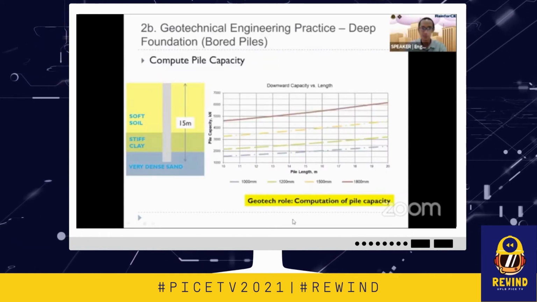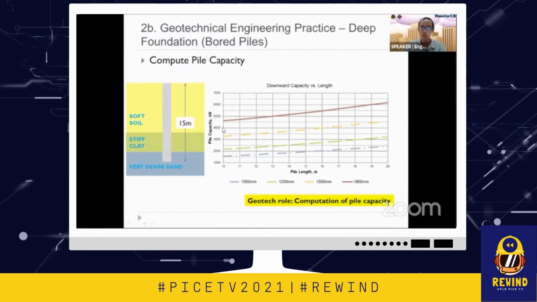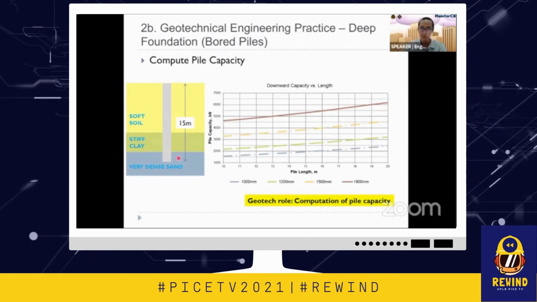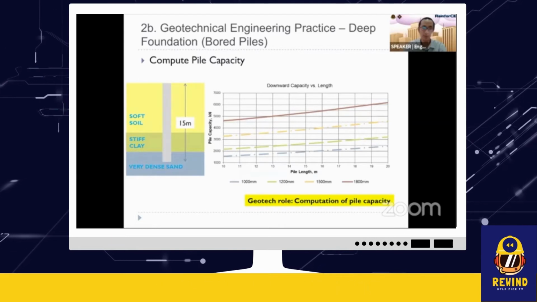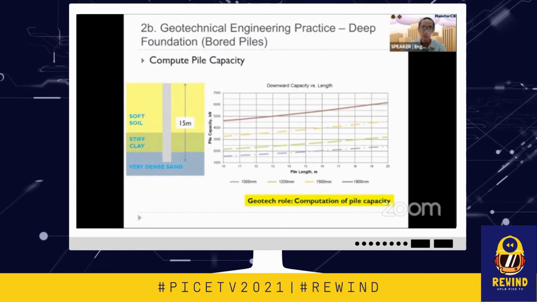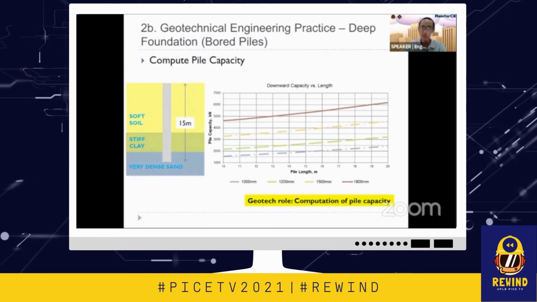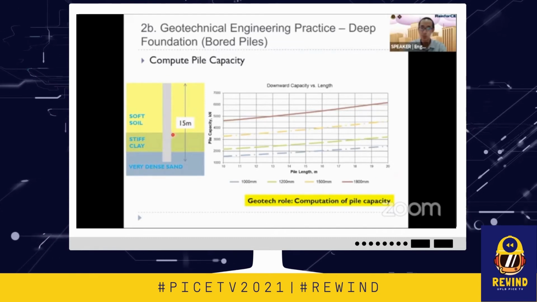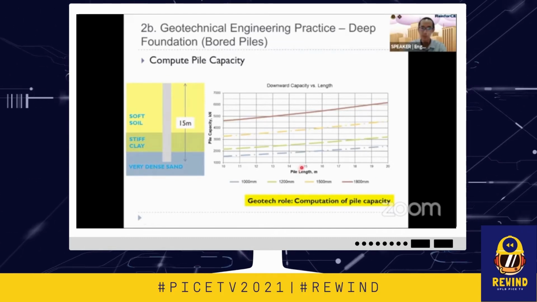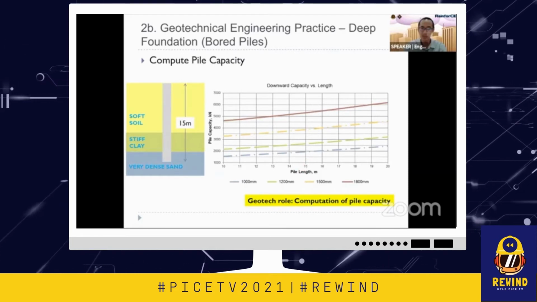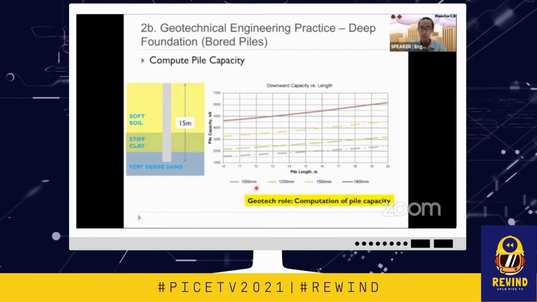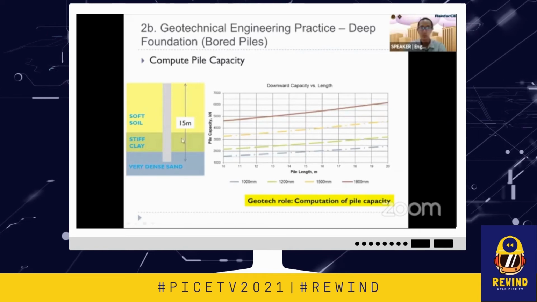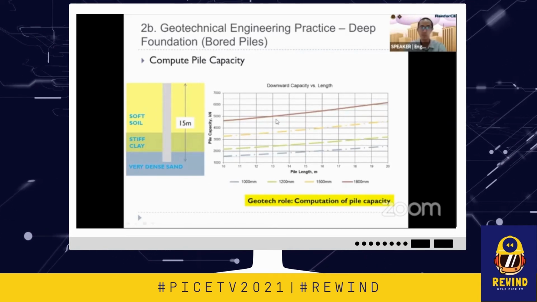So the geotechnical engineer's role is the computation of pile capacity. For example, if we have the soil profile as mentioned earlier, soft soil, stiff clay, and very dense sand, taking a look at this graph generated by a geotechnical engineer, if we want a 15-meter length pile at a diameter of 1 meter, we just project. The capacity of the pile is 2,000 kilonewtons. That's the role of a geotechnical engineer.